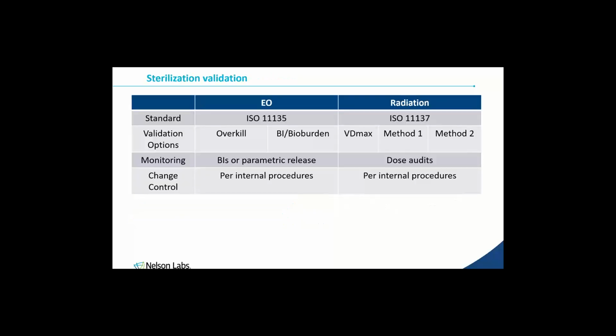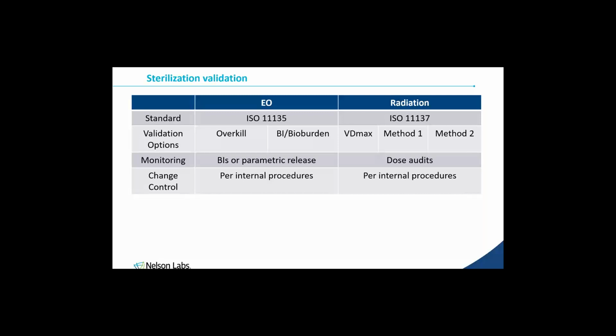So the sterilization validation, typically when we're talking about industrial sterilization, we're talking about ethylene oxide sterilization or radiation sterilization. So we have the applicable standards for that. We have our ISO standards that prescribe the sterility testing and the sterilization that we're going to be doing. So for EO, that's going to be an overkill or a BI bioburden-based method. For radiation sterilization, it's all bioburden-based, but we have a few ways that we go about doing that validation, whether it's VDmax, method 1, or method 2.